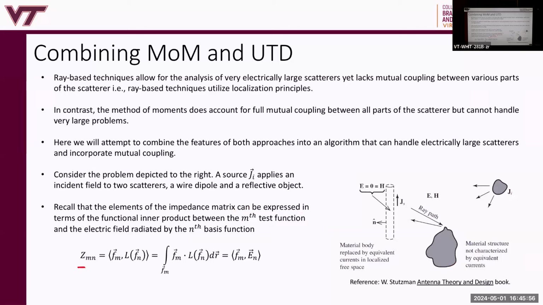In other words, ZMN of the impedance matrix is the functional inner product between the test function and the field radiated by the nth basis function. In integral form, we take the dot product of the test function with the field radiated by the nth basis function and integrate over the domain of the test function. That can be written compactly as the electric field due to the nth basis function reacted with the mth test source.